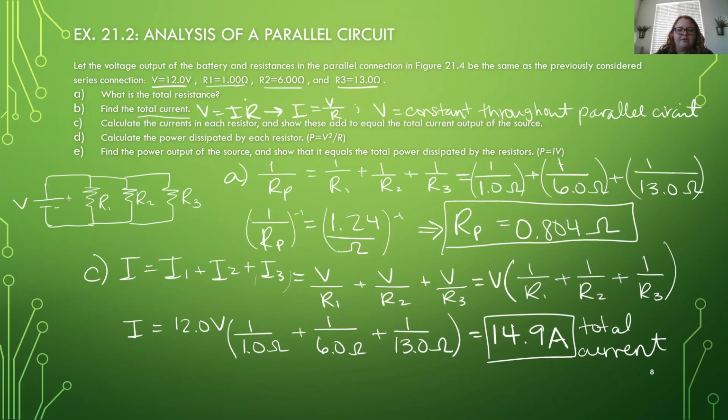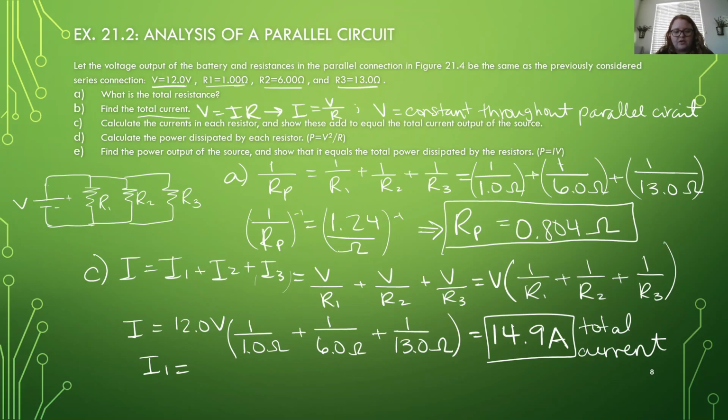I think it was wanting me to use, let's see, V equals IR. It was wanting me to use that. I just did it in a more complicated way at first. So each of my currents, I1, I2, I3, I can just solve for those really quick.